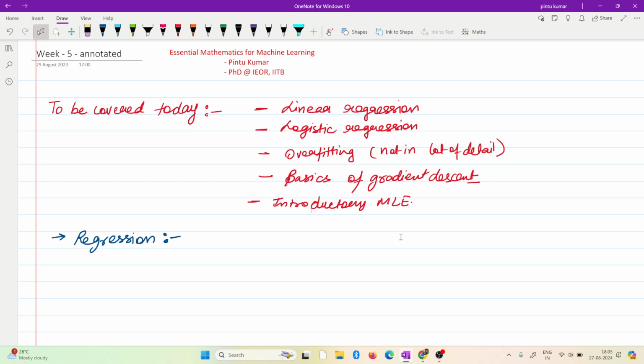Okay, so the topics that I plan to cover today would include basics of linear regression, and how whatever we have talked so far is relevant for linear regression. We will try to connect it. Then we'll also talk about logistic regression. We'll talk about the concept of overfitting and underfitting.